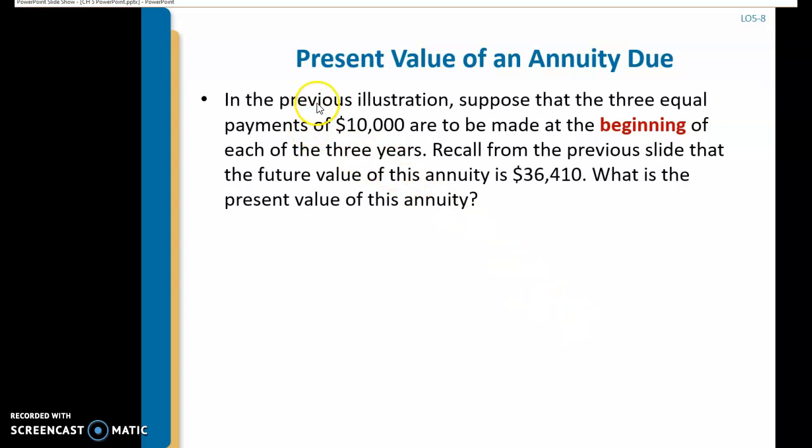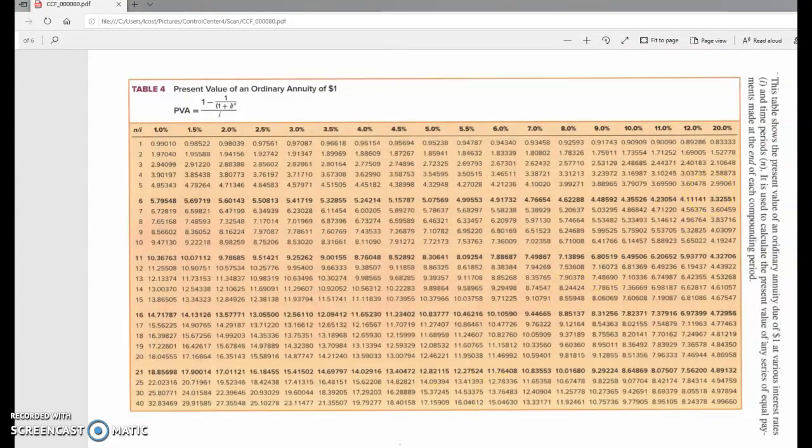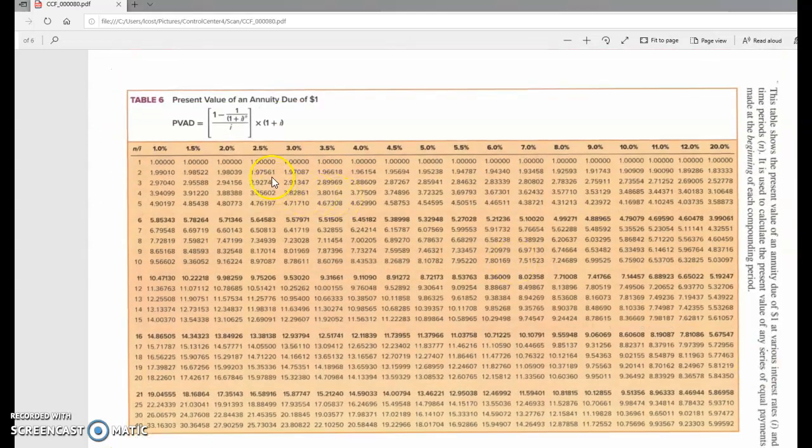What would be the present value in the previous problem if the 3 equal payments are to be made at the beginning of each of the 3 years? That would make it a present value of an annuity due problem. Turn to Table 6, present value of an annuity due. Four, 5, 6, Table 6, present value of an annuity due. N equals 3, i equals 10%.